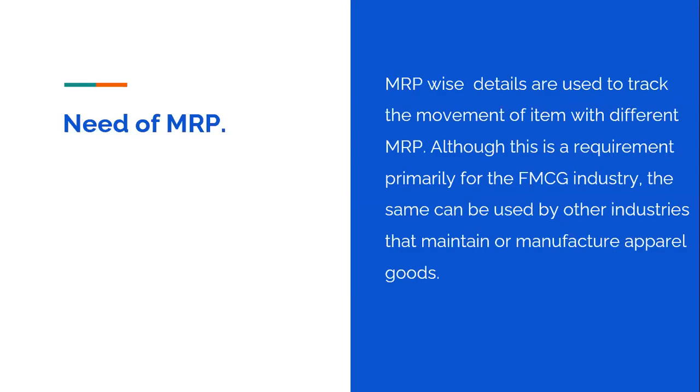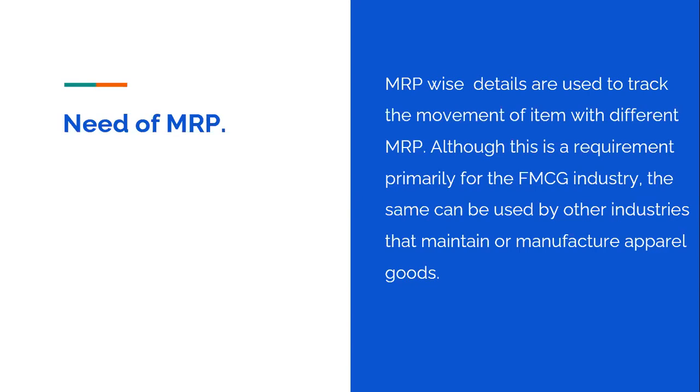Now, what is the need of MRP? This feature is used to track the movement of an item with different maximum retail prices. Suppose I have purchased an item on date 1/4 with an MRP of 55 rupees. After 2-3 days, I purchase the same item with another MRP. Next, when I go for the sale of that item, I get a drop-down list of MRP by stock, from where I can select which MRP of the item I want to sell or adjust. So it is primarily used in the FMCG industries.